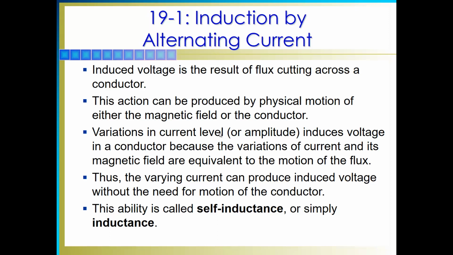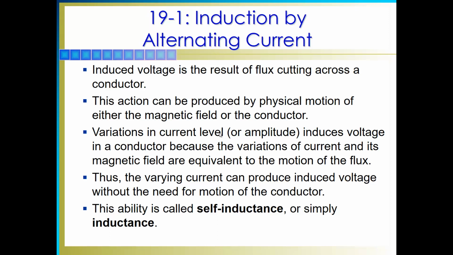Recall when we studied alternating current, we learned that alternating voltage is induced on the conductor by the physical motion of the conductor through magnetic fields, and in different positions where the conductor was cutting most of the lines of flux. That's where most of the voltage was induced on the conductor. So that is one way of generating induced voltage.